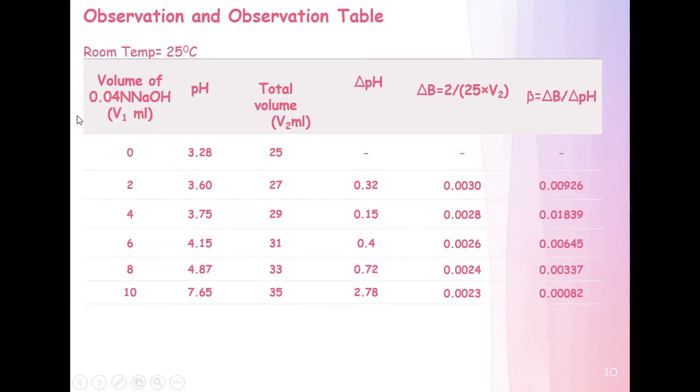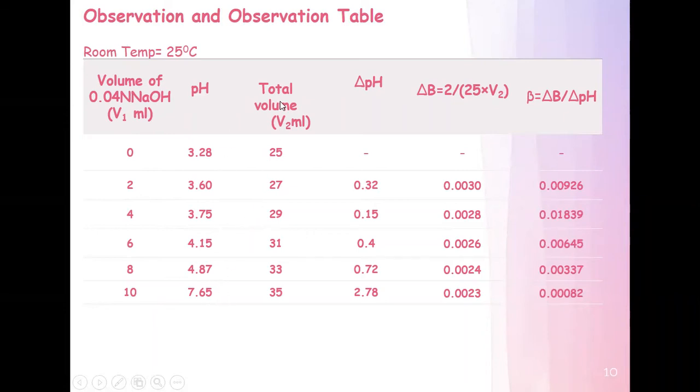The volume of 0.04 normal NaOH means how much volume you have added into this acetic acid. Initially we took a reading for only acetic acid, so no NaOH is there in this beaker. After this we took the second reading after addition of 2 ml of 0.04 normal NaOH, and our reading was 3.60. Likewise, you have to add NaOH and note down the respective pH.